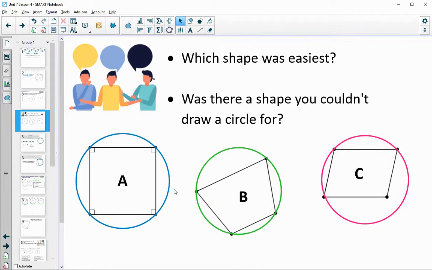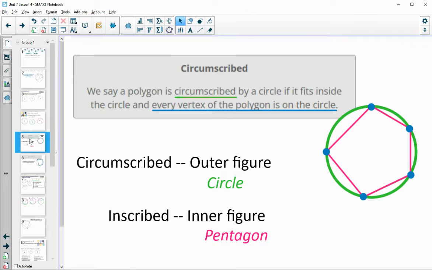What this is called when we draw a circle around a shape like this and it hits each of the vertices is circumscribing a circle. Circum meaning outer, so we can draw a circle outside of a figure. All of the vertices on this figure are touching the circle. So the circle is said to be circumscribed around that pentagon, and the pentagon is said to be inscribed inside of the circle. So circumscribed is the outer figure and inscribed is the inner figure.